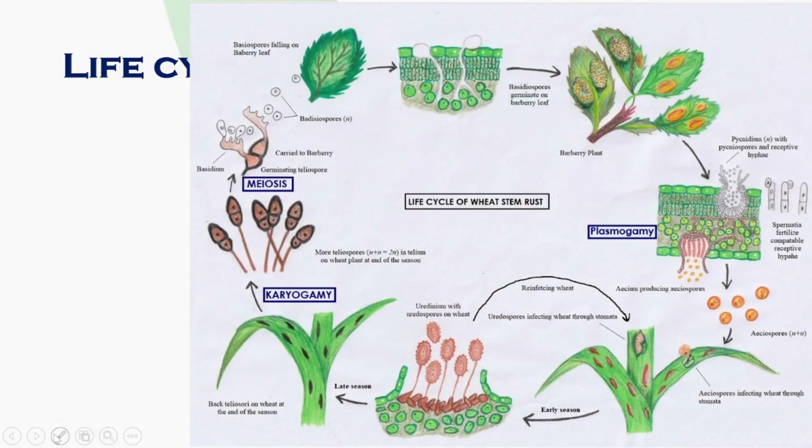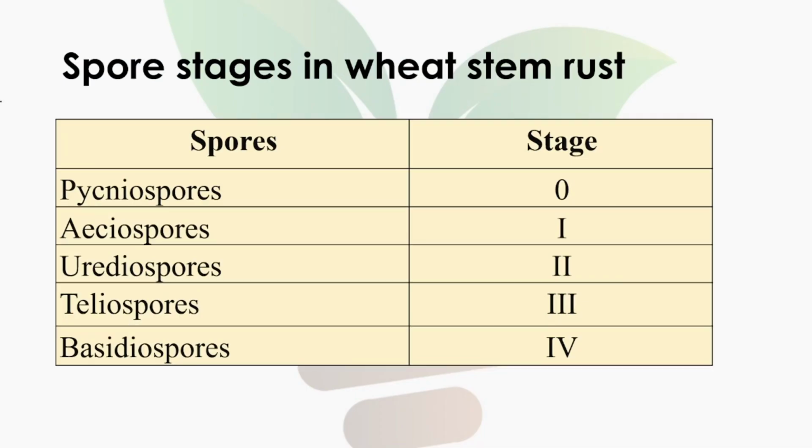So this is generally what the picture is all about. If you see this, there are 5 spore stages present, right? Pycniospores, Aciospores, Iridospores, Teliospores, and Basidiospores. Here the stages are designated with Roman numerals: Pycniospore 0, Aciospore 1, Iridospore 2, 3, 4.